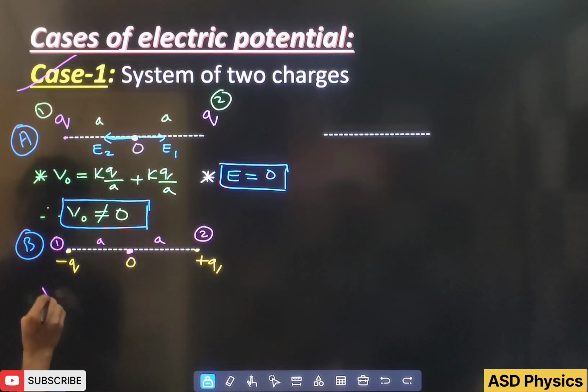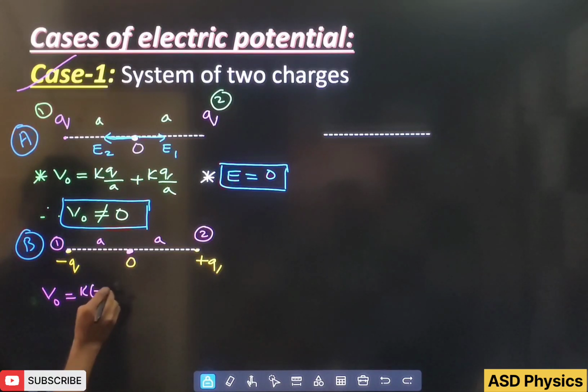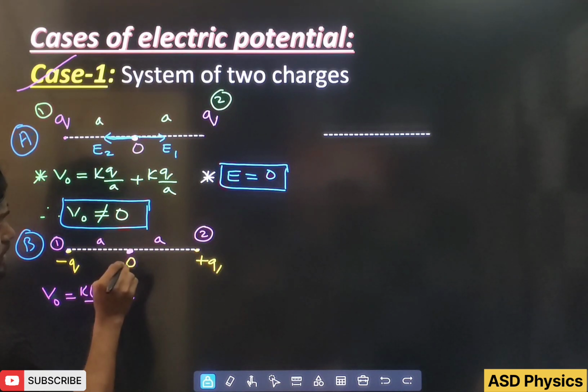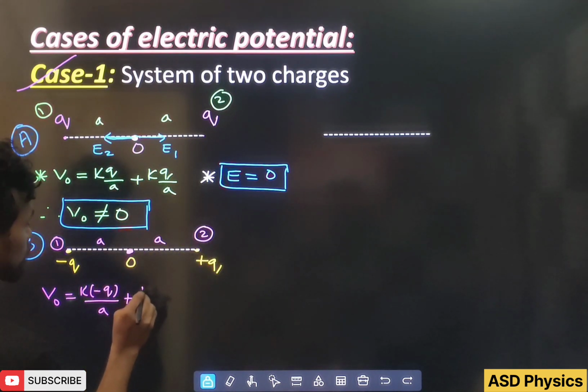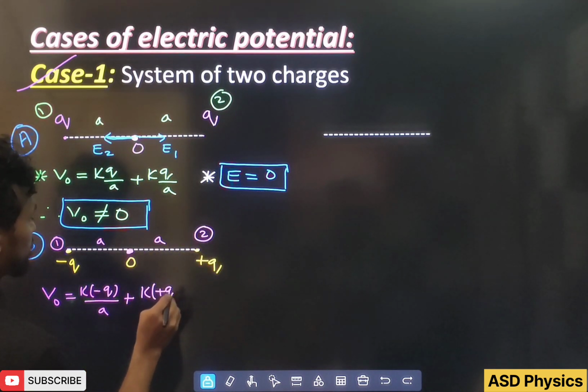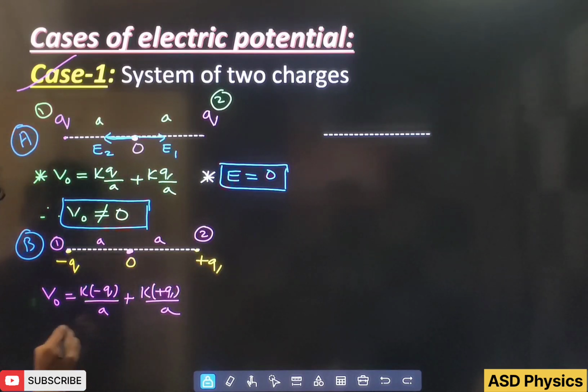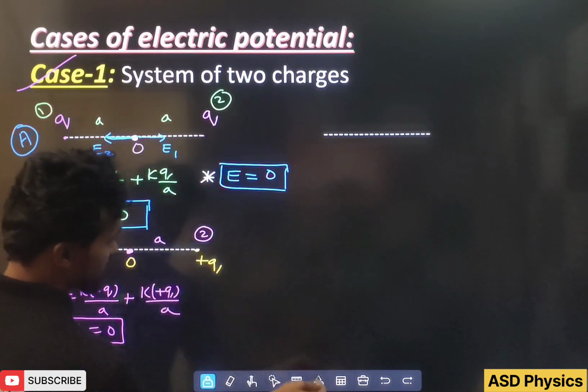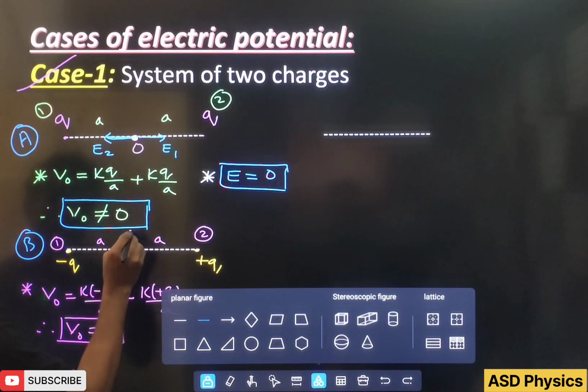So potential at point O due to charge at position 1 is given by K into minus Q by A, plus potential at point O due to charge at position 2 is given by K into plus Q by A. That means what you can get here? We can get potential at point O, how much? 0.